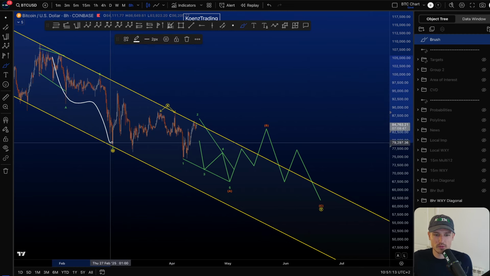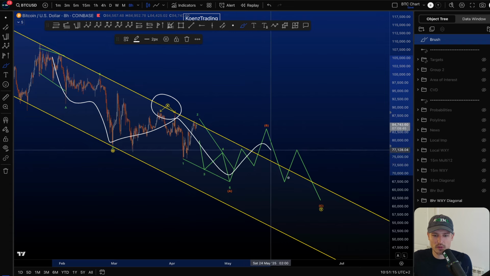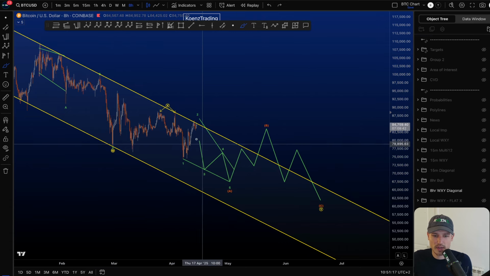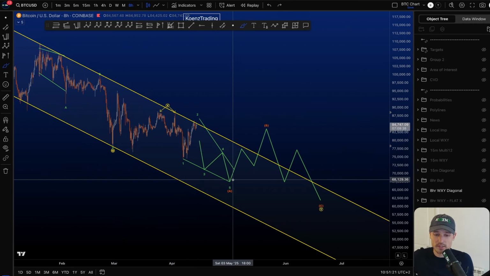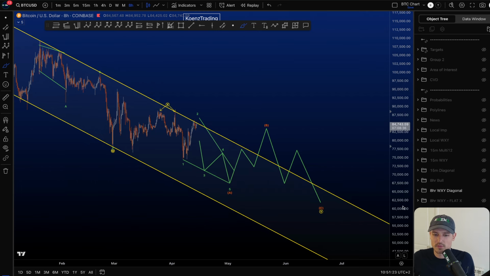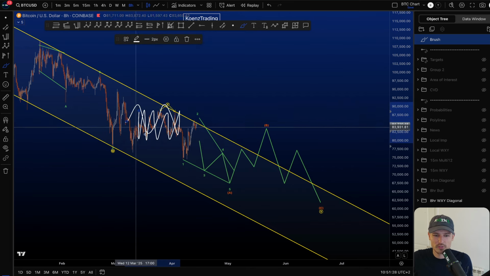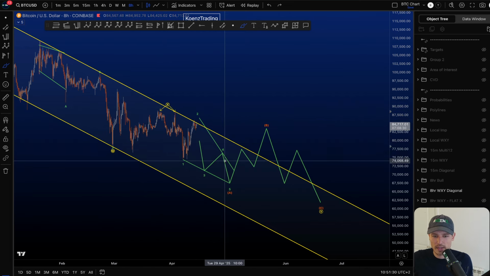You have your same W, X is already finished, and then you look for a wave Y to the downside with a diagonal in an A. 1, 2, 3, 4, 5. I've covered this scenario a lot, and the reasons why it's not really one of the favorites here on the channel already. When people started talking about triangles here, we have a diagonal to the downside.